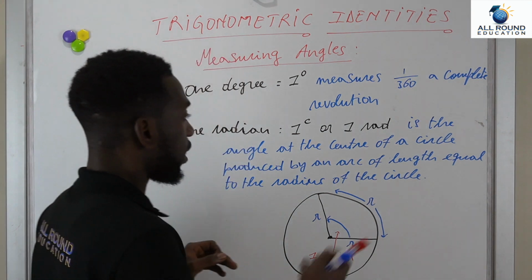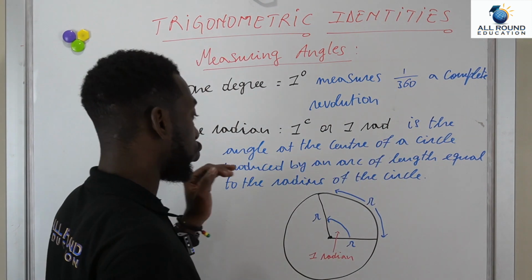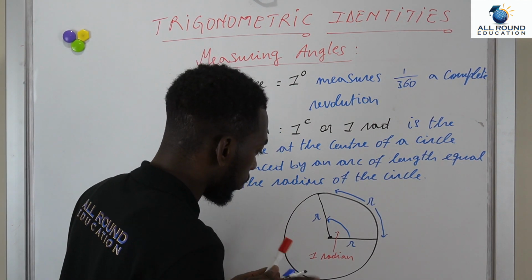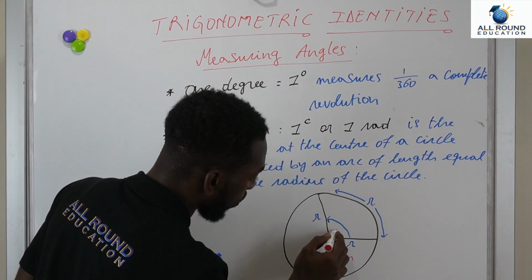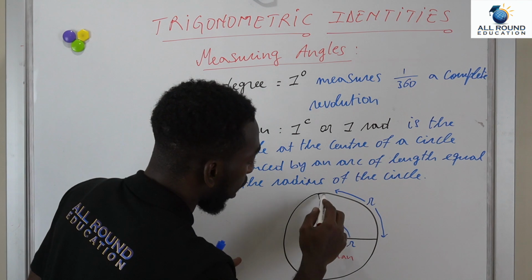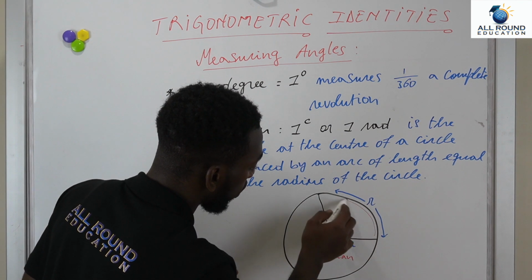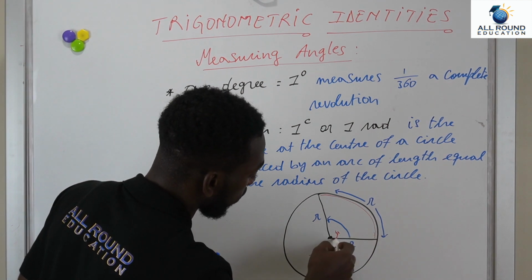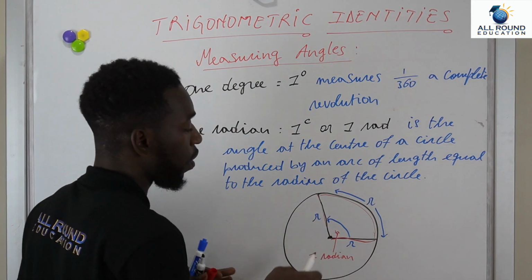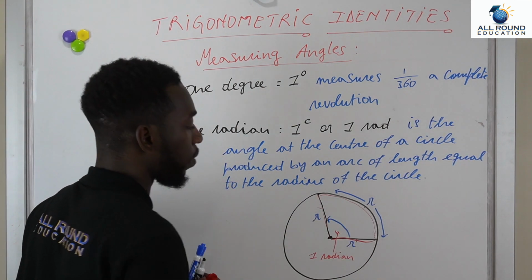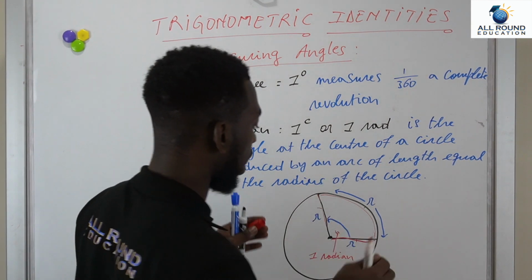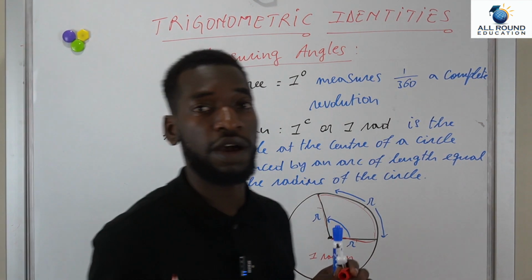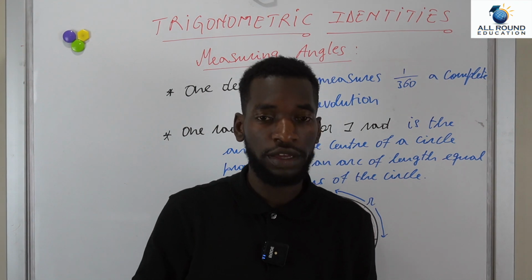So it's basically the angle at the center of a circle produced by an arc of a length equal to the radius. So it's this angle here, measured by the arc. This is the arc, which is equal in length to the radius. These are radii, so each of these sides are equal, as you can see, meaning they have the same length. So that's how we measure angles in a circle.